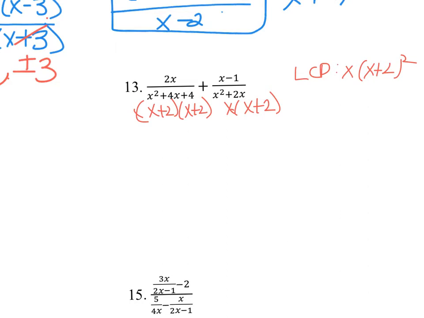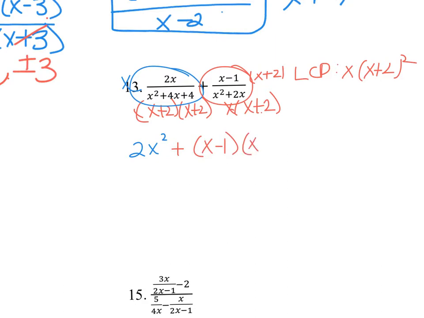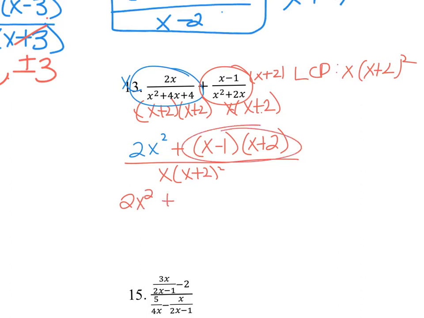So if I look at my first term, all I'm missing is an x. So I'm going to multiply by x, so I'm left with 2x squared. On my second term, I have an x and an x plus 2. All I'm missing is an x plus 2. So I have plus x minus 1 times x plus 2, all over my common denominator, which is x times x plus 2 squared. So now if I start cleaning stuff up, I have to double distribute this. So I'm left with x squared plus x minus 2 all over x times x plus 2 squared.